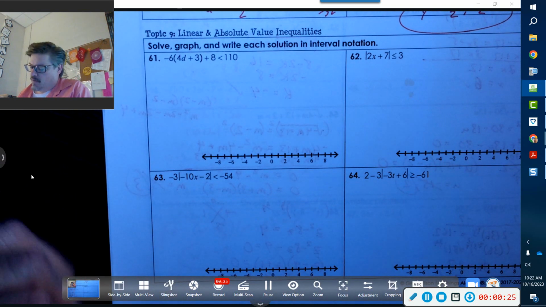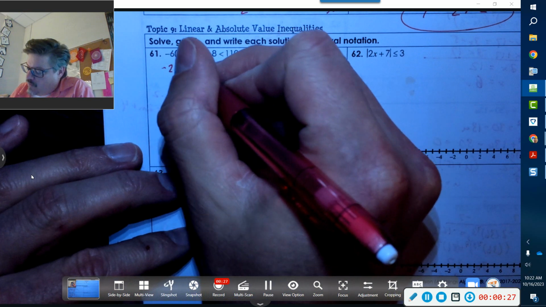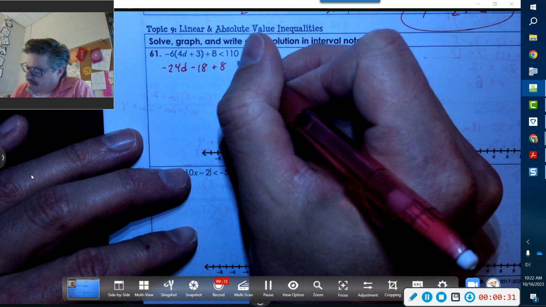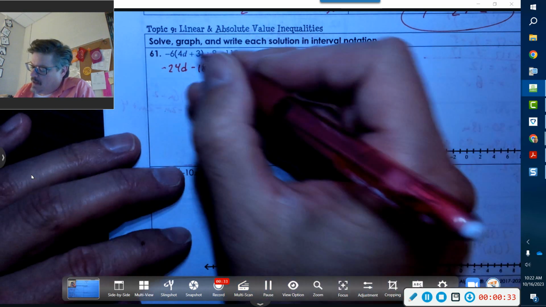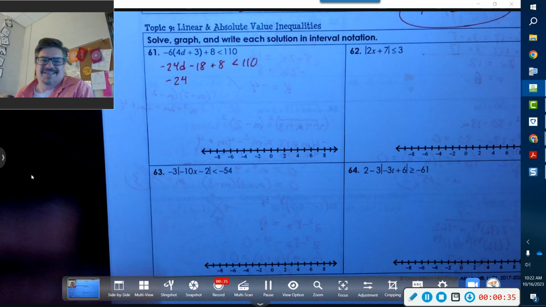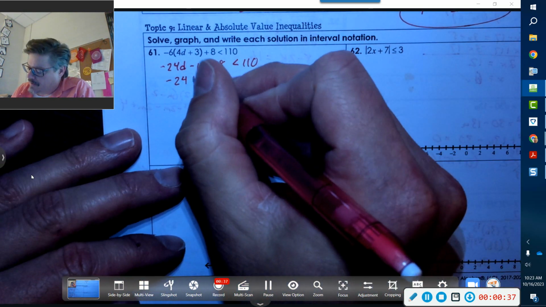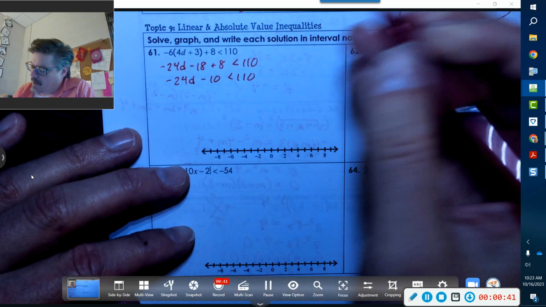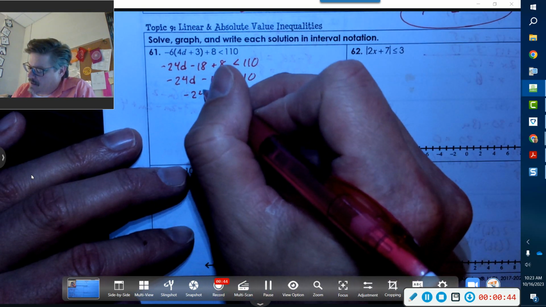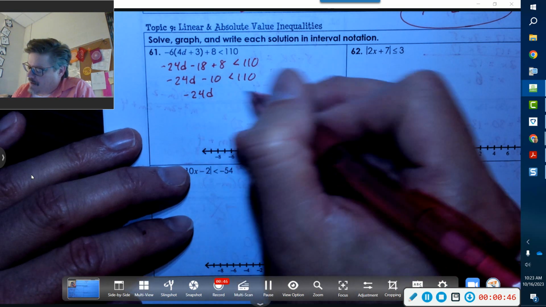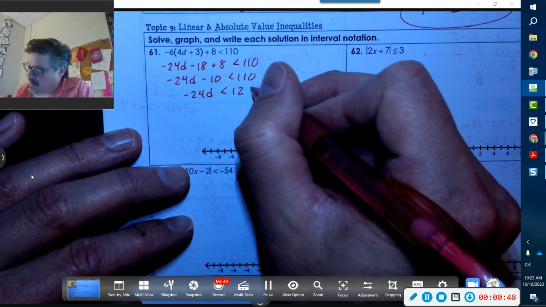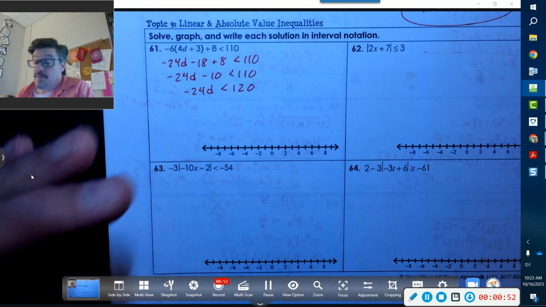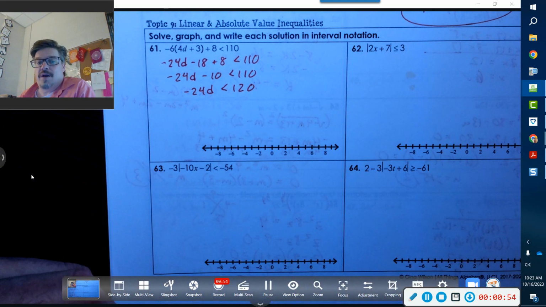Whatever, it's no problem. Negative 24d minus 18 plus 8 is less than 110. I'm just tackling this like a normal linear equation. It's going to be minus 10. Okay, going to add 10. So now that's going to be 120. And then my guess is divide by 5. So I'm dividing by a negative 24.